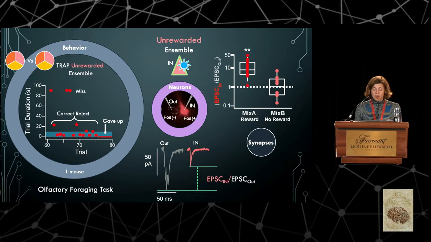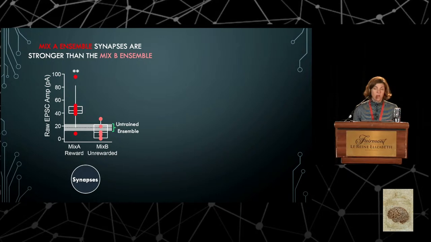And I'm showing this in the form of this kind of normalized metric, but when we just look at the raw amplitudes of these synapses, we see that even at the raw amplitude values, the raw amplitudes of the rewarded synapses in the rewarded assembly are much stronger than the raw amplitude of the synapses in the unrewarded assembly. In fact, the unrewarded assembly doesn't differ from untrained animals at all.